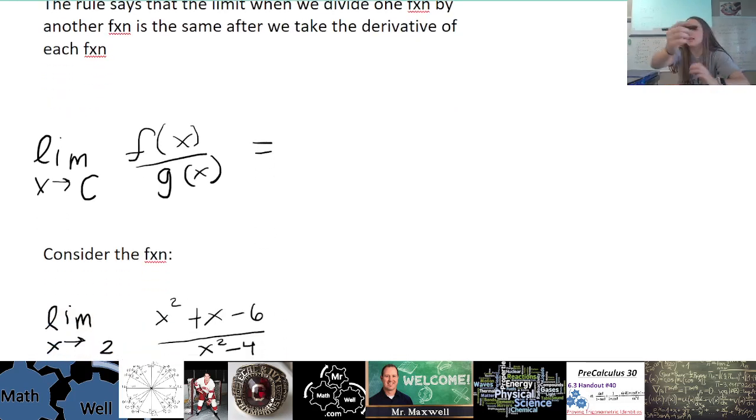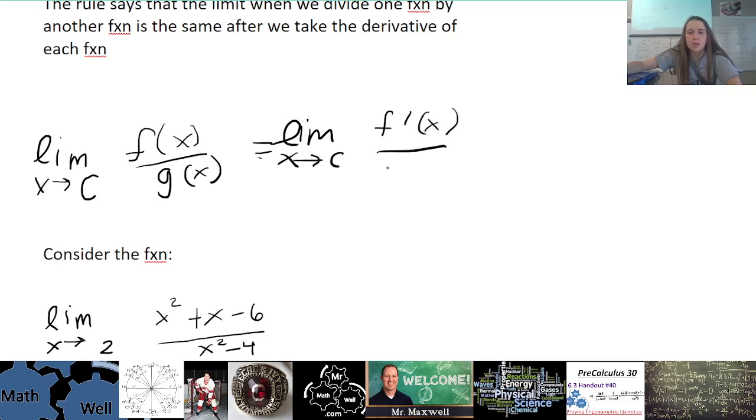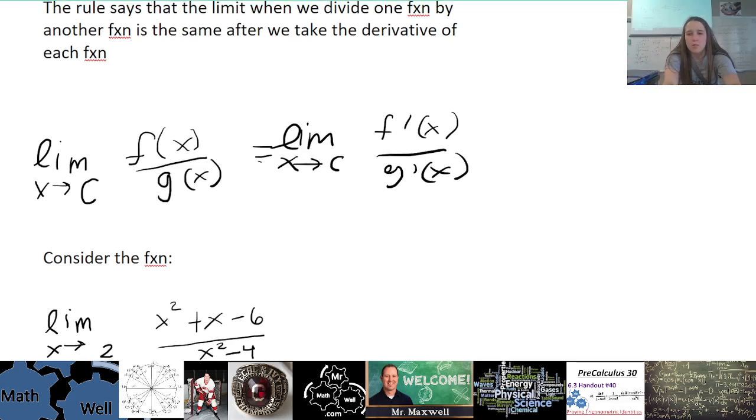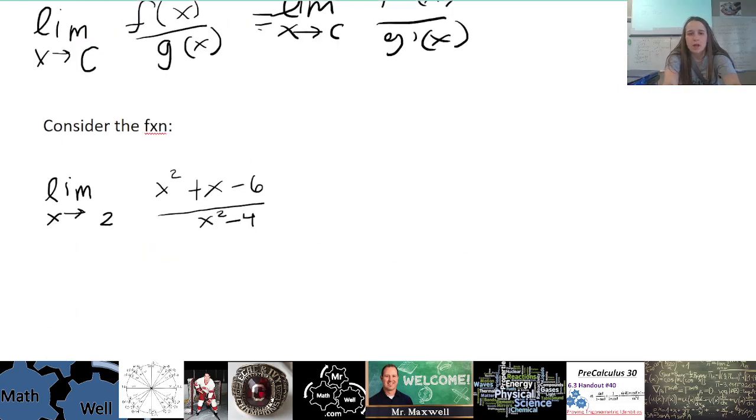The limit as x approaches c of f of x over g of x is equal to the limit as x approaches c of f prime of x over g prime of x. Alright, so that might be a little bit confusing right now, but I'll explain. So let's consider this function.